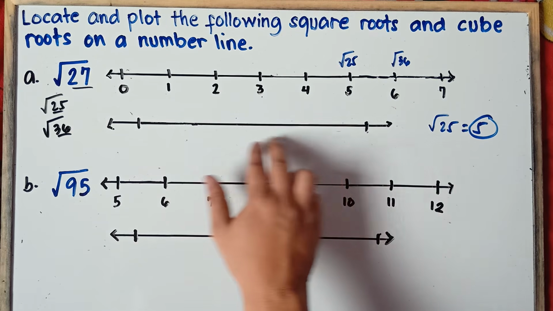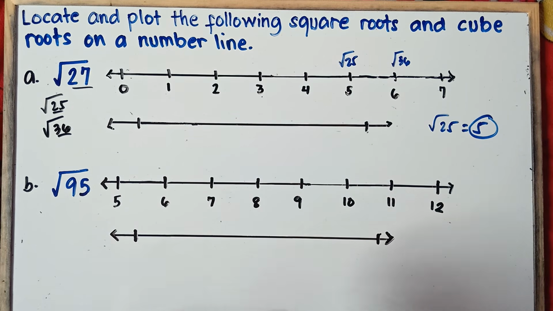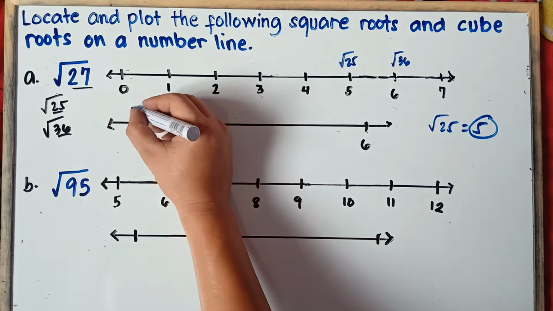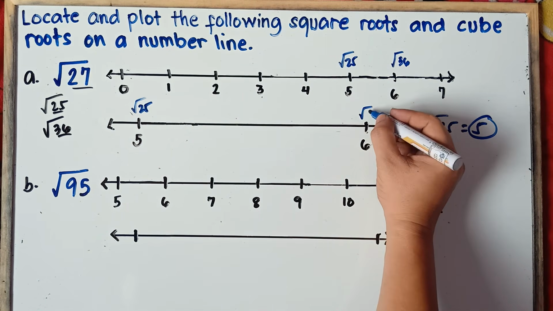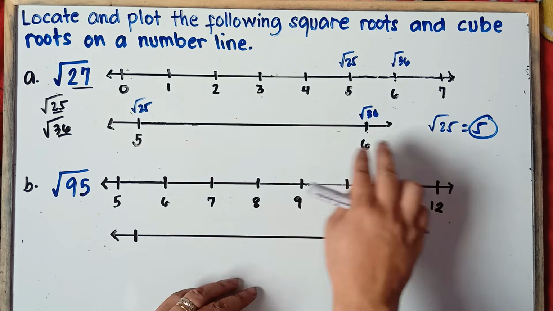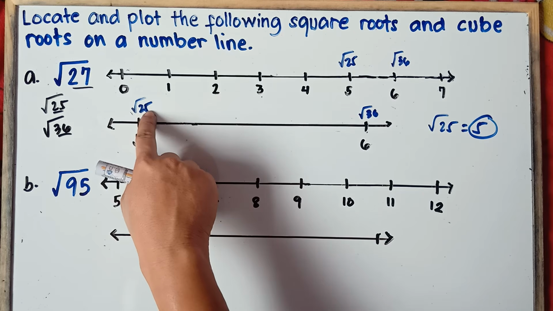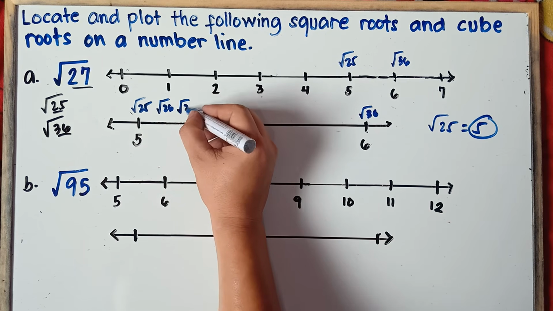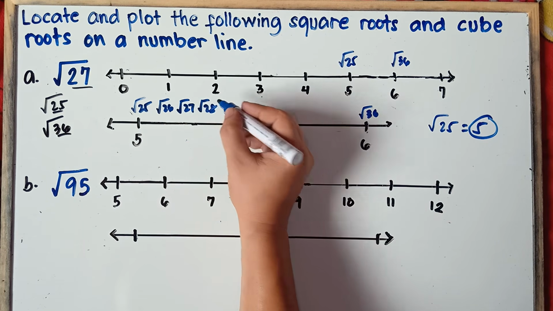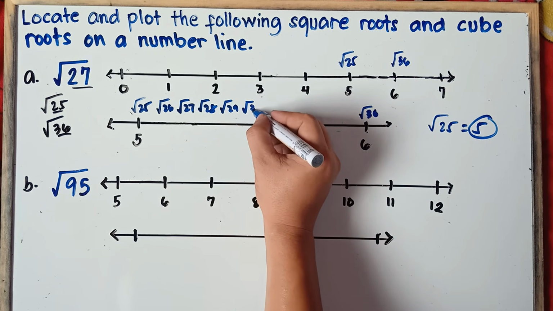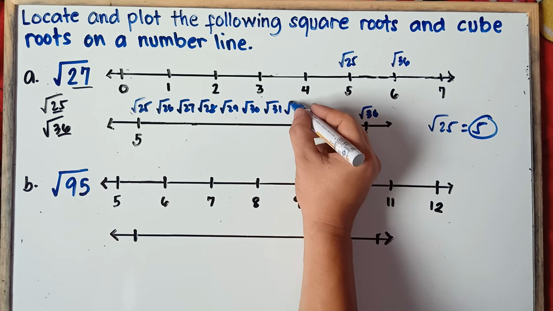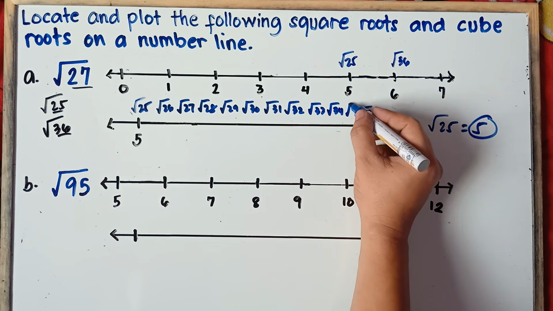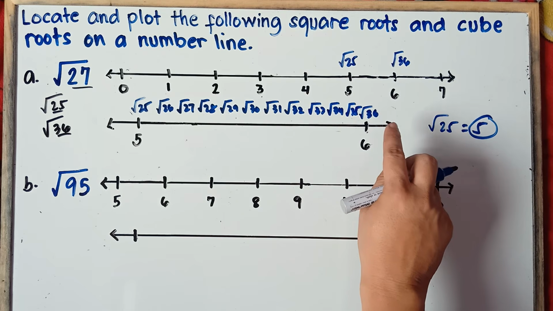So let's assume this one. We have our line for our guide. So this is 5, and then this is 6, and this is square root of 25, right? For you to estimate this one, class, you can draw another line. Therefore, after square root of 25, the next number will be square root of 26. Next will be square root of 27, square root of 28, square root of 29, square root of 30, square root of 31, square root of 32, square root of 33, square root of 34, square root of 35, and then next will be square root of 36.